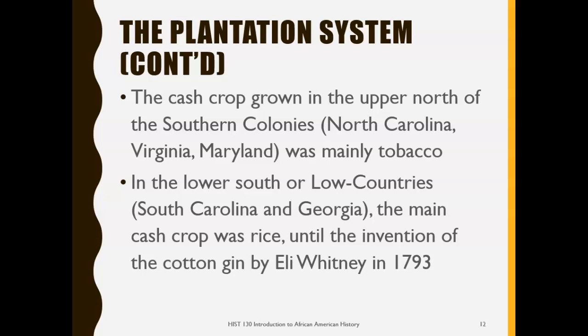More information about the plantation system. So the cash crop grown in the upper north of the southern colonies, like in North Carolina, Virginia, and Maryland, was mainly tobacco. In the lower South or Low Country, South Carolina and Georgia, the main cash crop before the invention of the cotton gin by Eli Whitney in 1793 was rice.